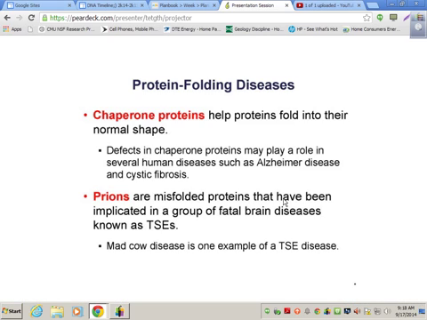So looking at different protein folding diseases, sometimes folding doesn't happen the way it's supposed to. And if I don't fold correctly, I get a bad structure. If I get a bad structure, I get a bad function. So chaperone proteins are going to help proteins fold into their normal shape. So sometimes we have proteins that guide the folding. And defects in chaperone proteins may play a role in several human diseases like Alzheimer's disease and cystic fibrosis. So cystic fibrosis, I'll talk about that really quickly. There's a chaperone protein that helps my lung tissue, the proteins in my lungs, fold correctly.